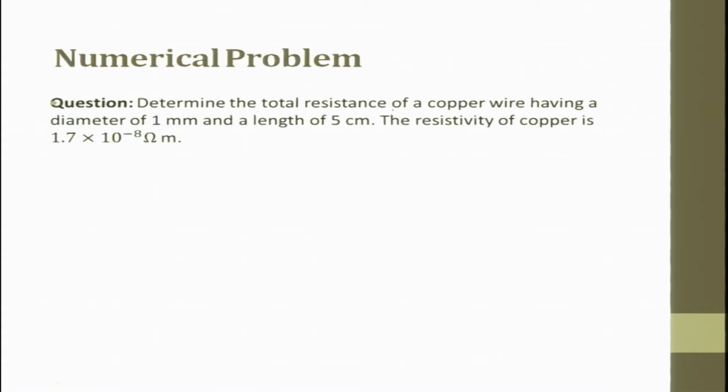Determine the total resistance of a copper wire having a diameter of 1 millimeter and a length of 5 centimeter. Please see, I have given one unit in millimeter, the other one in centimeter. It is good to convert it. The resistivity of copper is 1.7 into 10 to the power minus 8 ohm meter. So, how do we solve it?